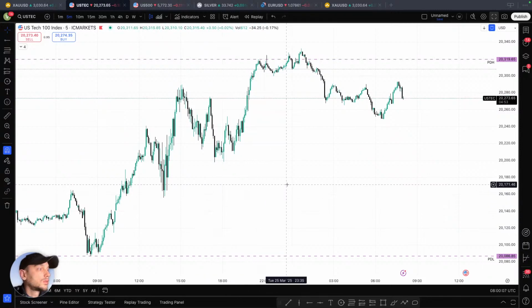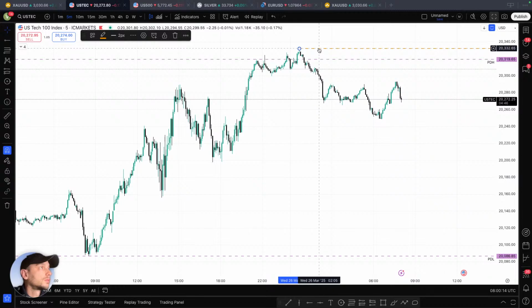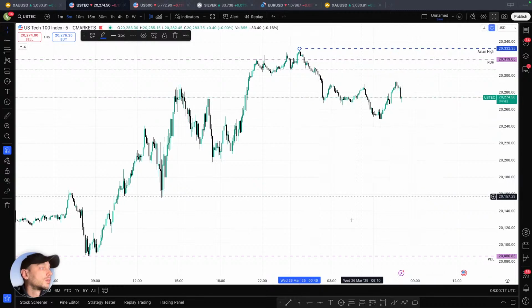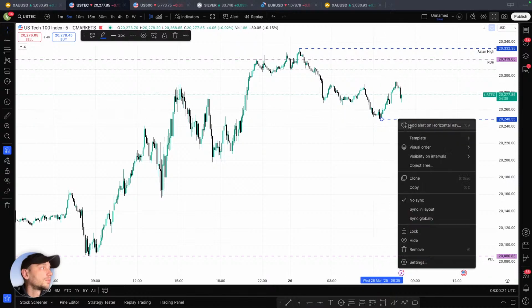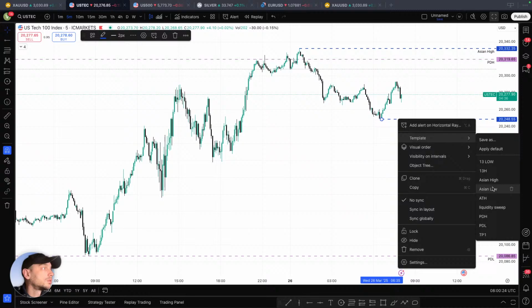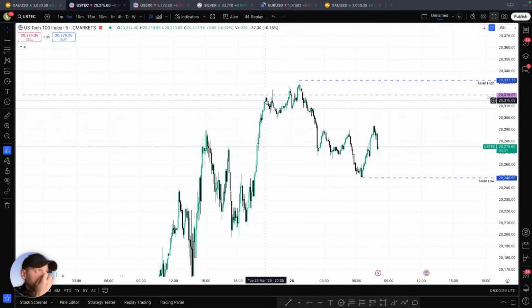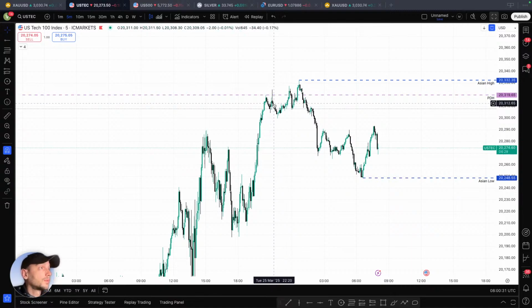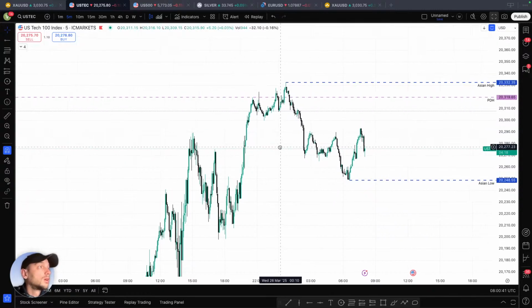26, 26, there we go. The Asian high. And right here, 635. This is our Asian low. So what we saw here, look, the price went up, took previous day high, resistance, resistance, resistance. It couldn't act as a support, and it went all the way down.